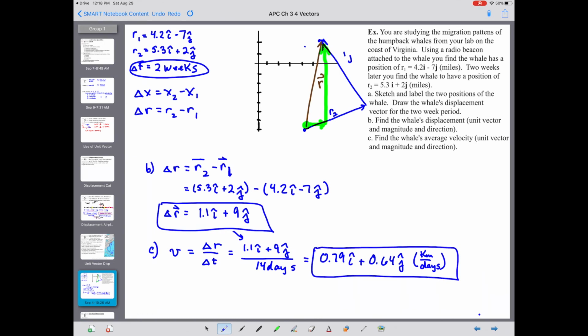So then basically, everything we did with vectors last year still applies. The only difference is we're using unit vectors, which significantly streamlines all of our ways of thinking and writing things out that we did last year.